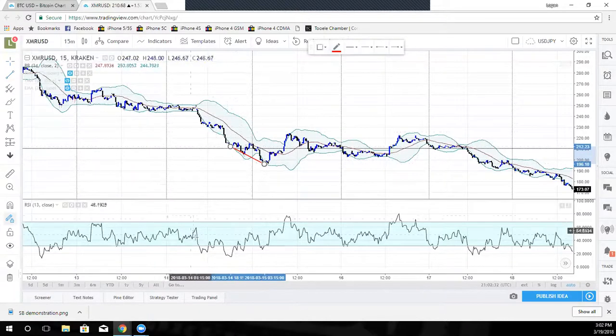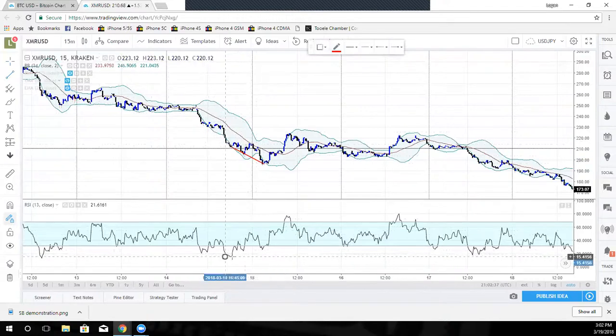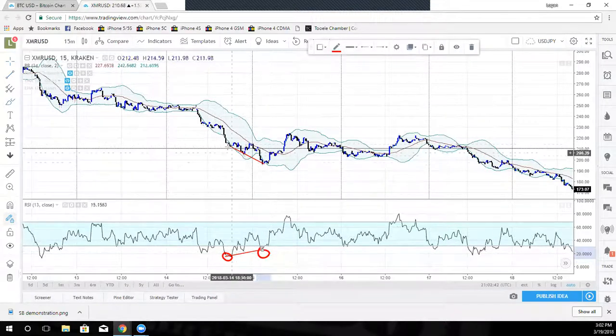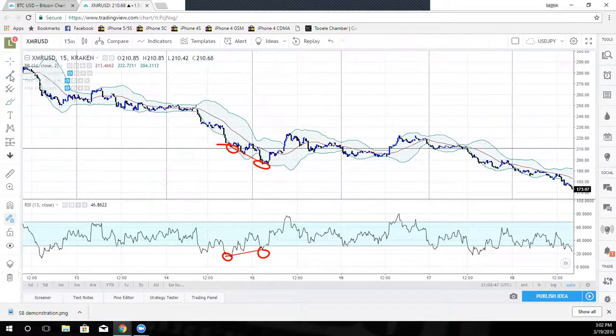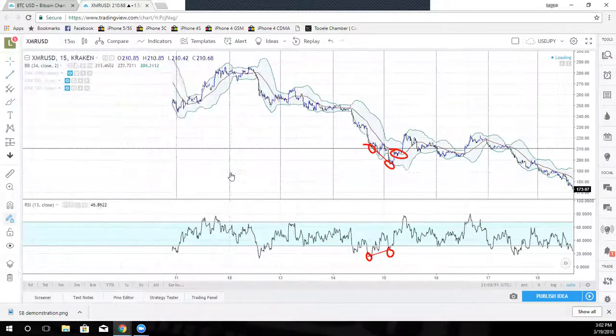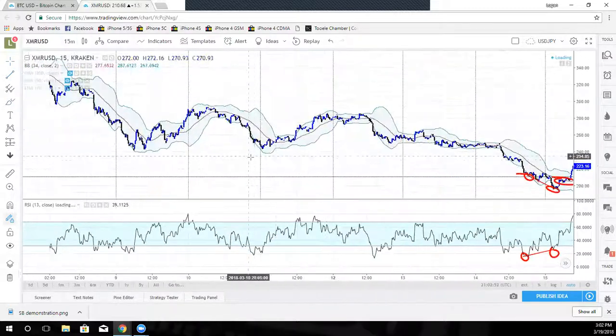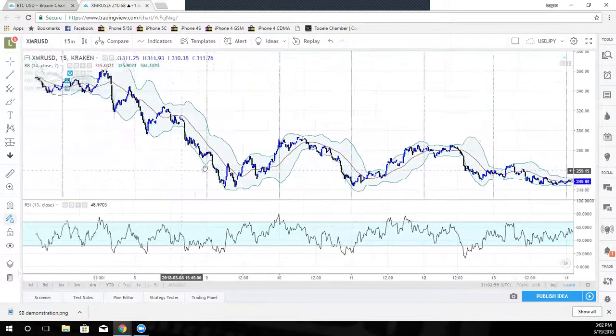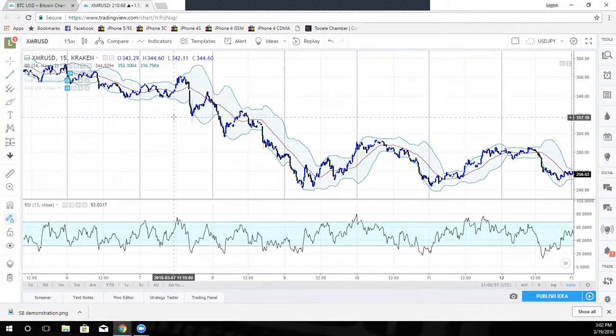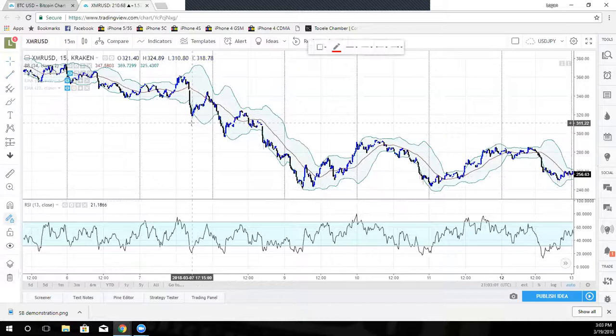Downtrend. Where are we at? Here we go. Okay. Uptrend. Oversold. Bollinger Band break. Look at that. Hit take profit. Every time. It's inevitable. What do we got here? Downtrend.